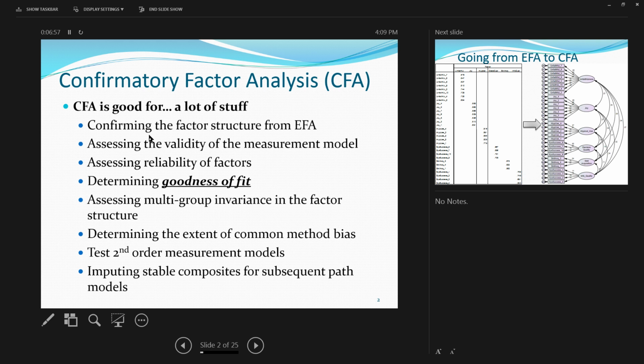Anything else before we talk about CFA? This has been informative. Good.